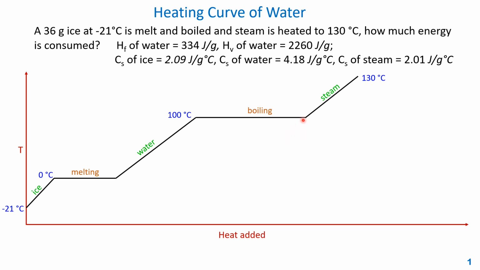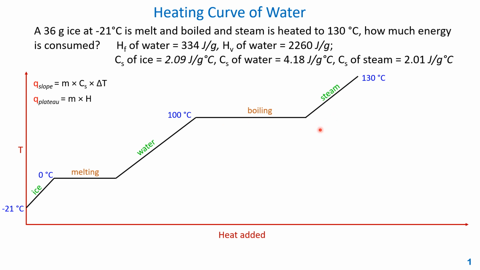Now let's calculate the heat. We have two formulas to calculate the heat. First, at the slope, the heat equals mass times the specific heat capacity of that substance, times delta T. Delta T is the temperature change, so it's the final temperature minus the initial temperature. To calculate the heat at the plateau, that is mass times heat. If it's the heat of melting, that's mass times heat of fusion. If you calculate the heat of boiling, that's mass times heat of vaporization.